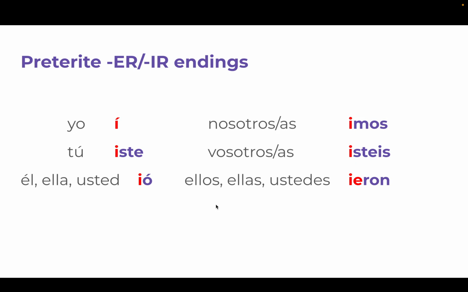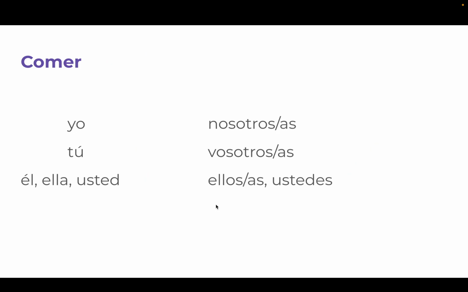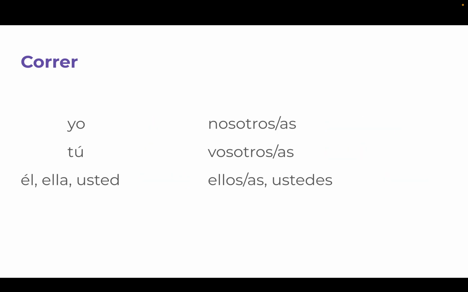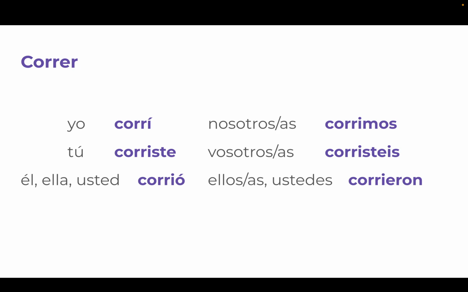yo form. So, if I had the verb comer, plugging in those endings, I would say yo comí, comiste, comió, comimos, comistes, and comieron. Correr, the same thing. Corrí, corriste, corrió, corrimos, corristes, corrieron. Remember that r, if you can do the R, be sure to do it.